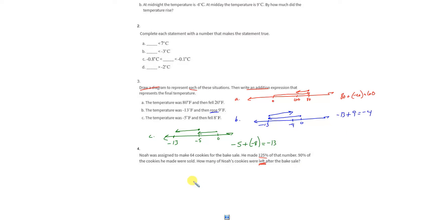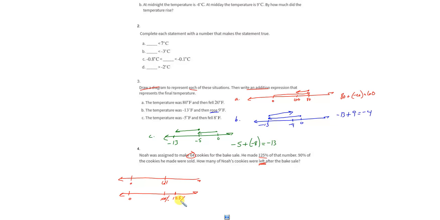So this is actually a two-part problem. The first part is, well, let's find out how many cookies he actually made. And with percentages, we like double number lines because that helps us visualize. In this particular case, 100% would be what was expected of him. He was expected to make 64. So if he was a good little boy, he would have made 64 cookies. But Noah's exceptional. Noah's like, you know what? I'll see your 64 cookies, and I'm going to make 25% more. I'm going to bump up here to 125.